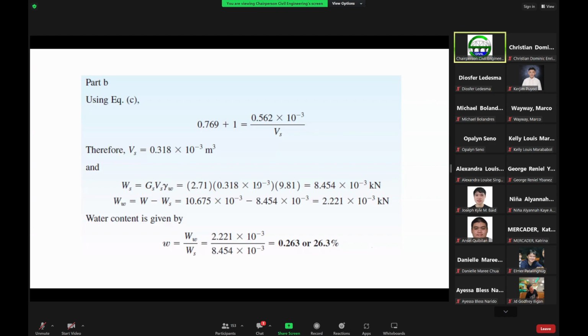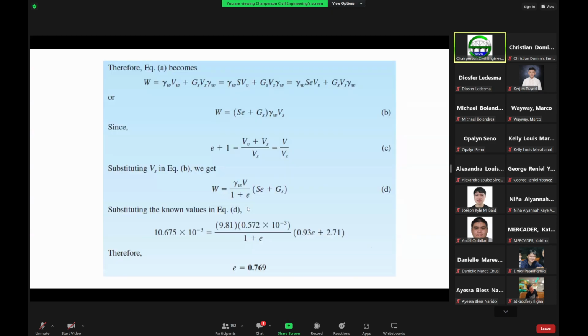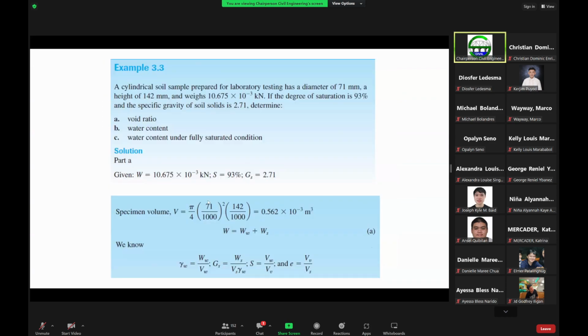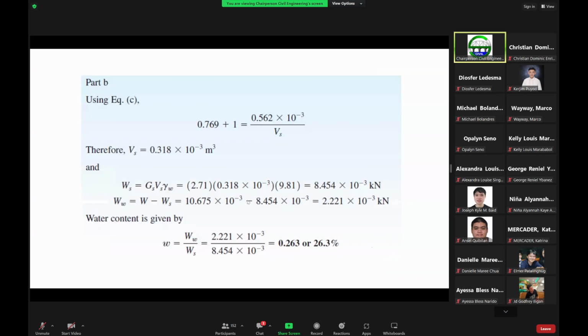For the weight of water, we know that it is equal to the total weight minus the weight of solids, wherein the weight of solids is derived from here. We have calculated it. The total weight, where did we get the total weight? Okay, the total weight is given. That's this one here. Just subtract the two and it will give you the weight of the water.